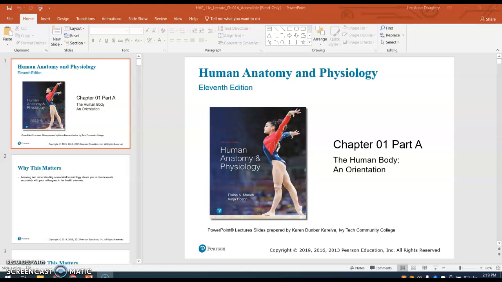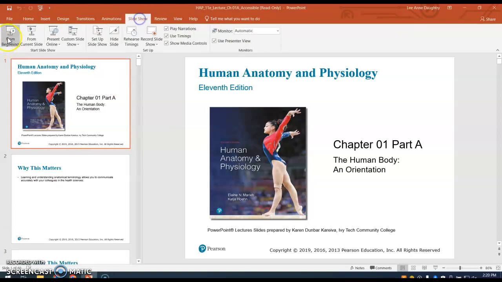These are the lecture notes for Chapter 1 of Anatomy and Physiology. This chapter is the human body and orientation. There are actually two groups of slides. This first group has 60 slides. I will try to go through them quickly, but I'll go slower on the ones that I think need a little bit more explanation. So let's go ahead and put this in slideshow format.